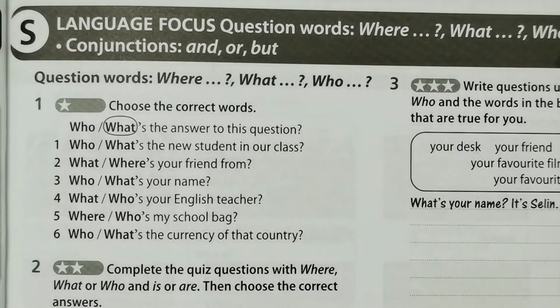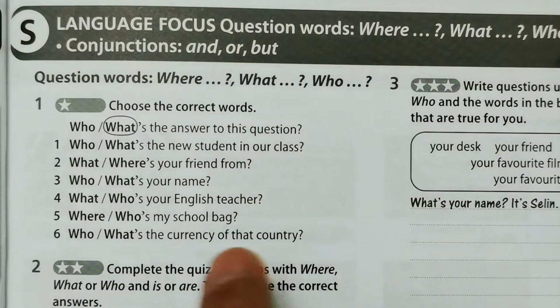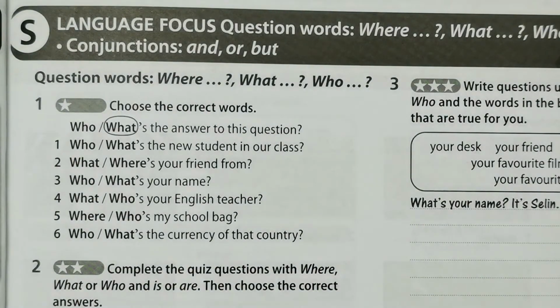Okay, pupils, we are on this Year 5 English Plus 1 workbook on page 11. We are on starter unit. So this is language focus. Today we are going to learn question words where, what, who. And then we have conjunctions and, or, but. So for the first part, activity 1, we have question words where, what, and who.